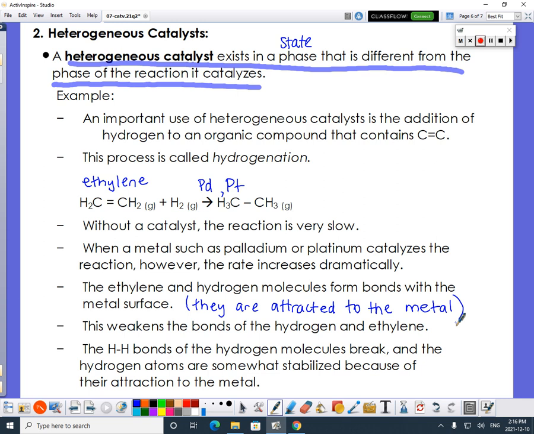So they're attracted to the metal. They come there, they are going to react with each other. Then the hydrogen molecule's bonds break, and it provides a surface for the reaction to occur.